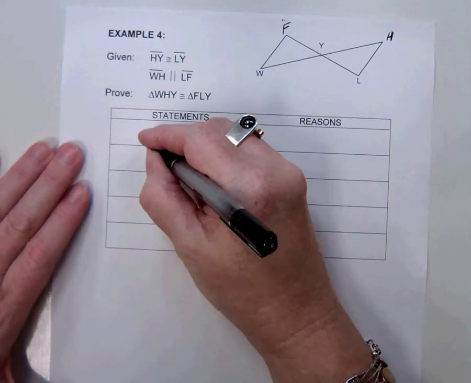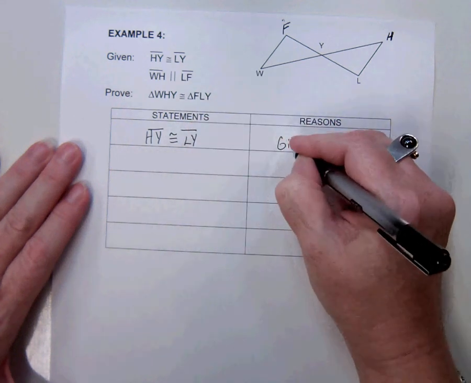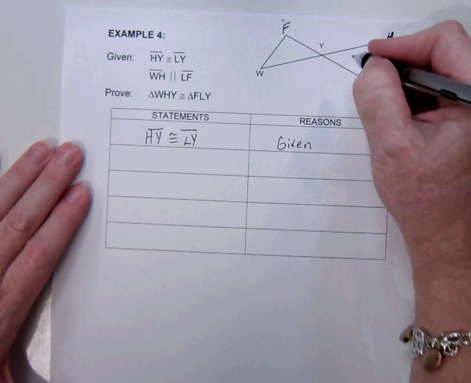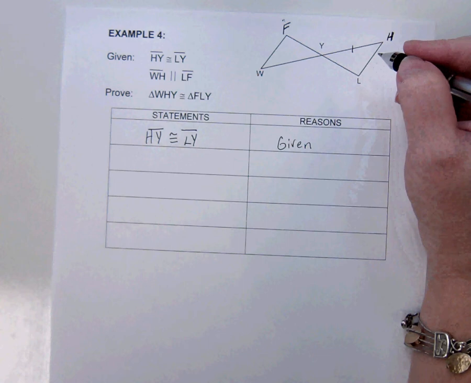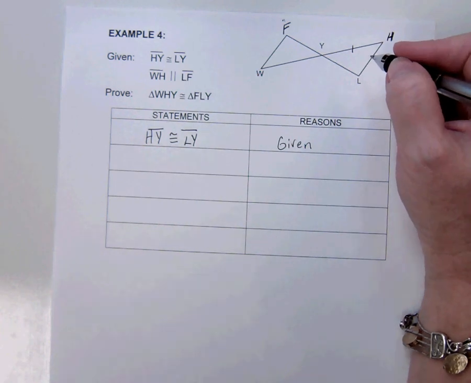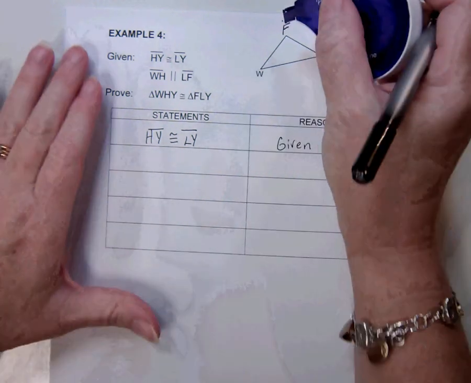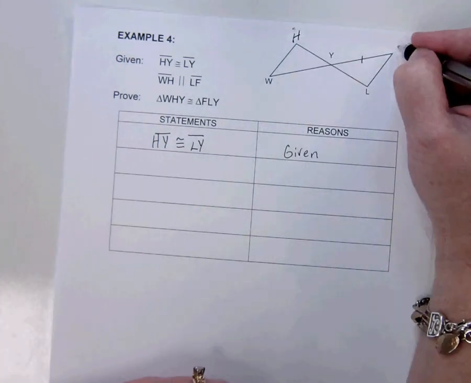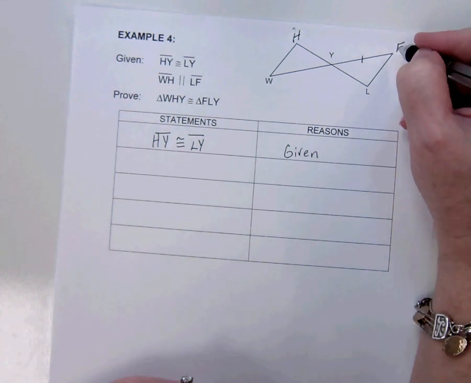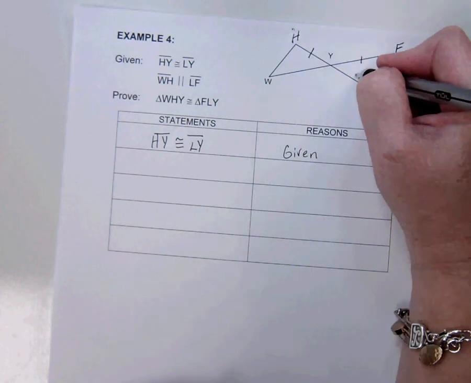Alright, let's start with the given. HY is congruent to LY. That's a given. I would mark it, HY and LY. You know what? I put the H in the wrong place. Let me fix that. Go ahead and fix it. I'm sorry, I didn't read this right. This right here is an H, and this side is the F. I knew something was wrong because it was saying the same triangle. So HY and LY are the same.